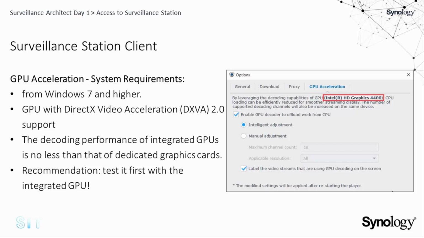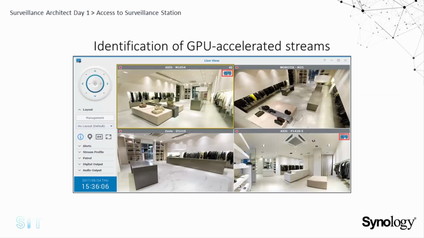The decoding performance of the integrated GPU is not less than that of the dedicated graphics card, and therefore it is recommended to test the integrated GPU first. Here you can see how to detect the GPU accelerated stream.